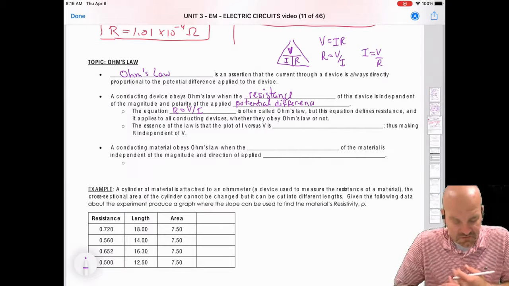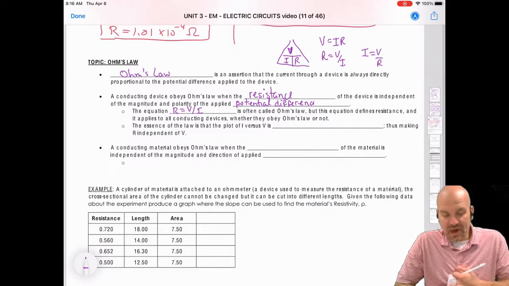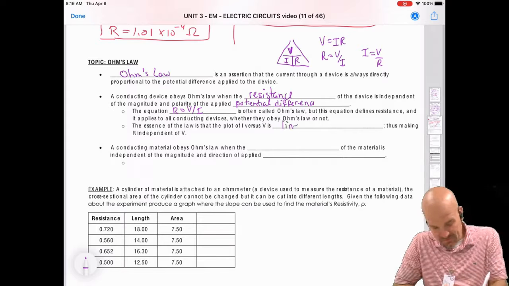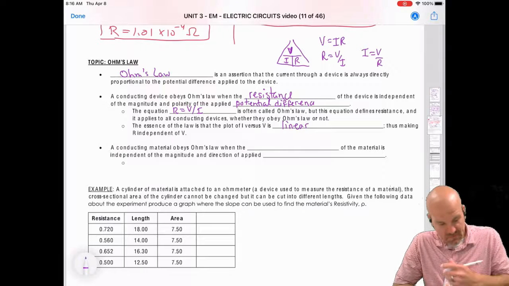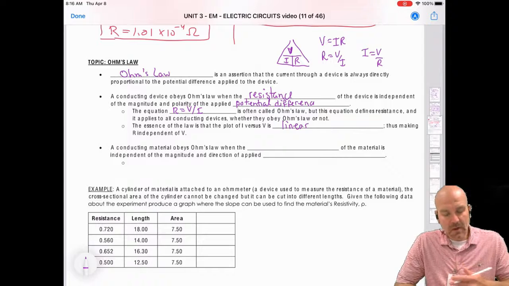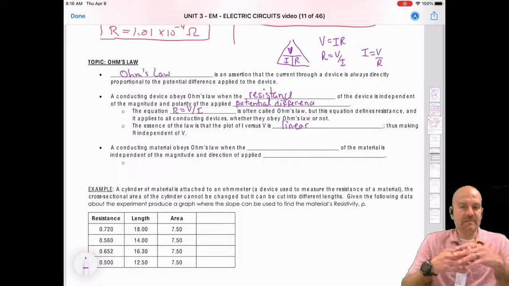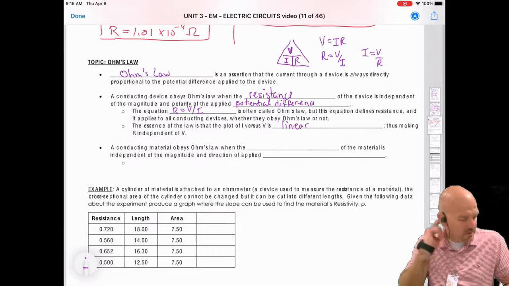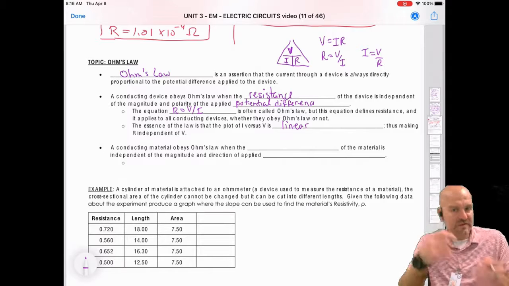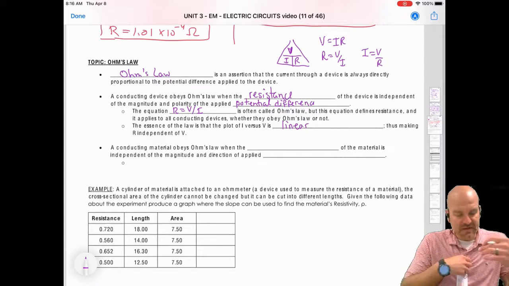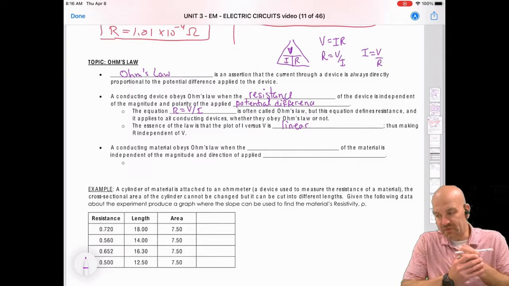So the essence of the law is that the plot of I versus V is linear, thus making R independent of V, okay? And so a lot of times if you take just a basic physics class, they just say Ohm's law is the equation. But really what it is, is this idea that the plot of this graph is linear, which makes R independent of V.